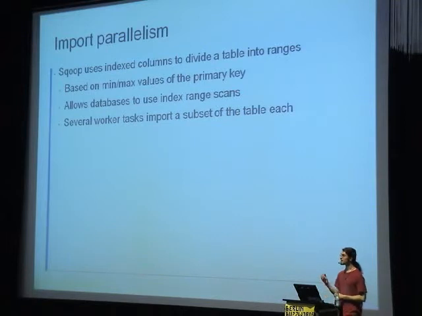Sqoop will look at your index column and select the minimum and maximum values for the primary key. It'll then perform a linear chunking on this data set so that if you have a range from, say, 0 to 1,000, we would start four processes in parallel, one that gets row 0 to 250, 250 to 500, 500 to 750, and so on. Each of these worker processes then performs an import operation of its own particular subrange in parallel.